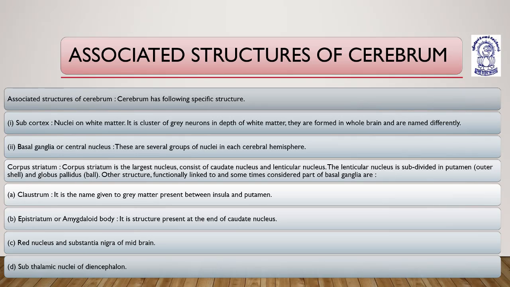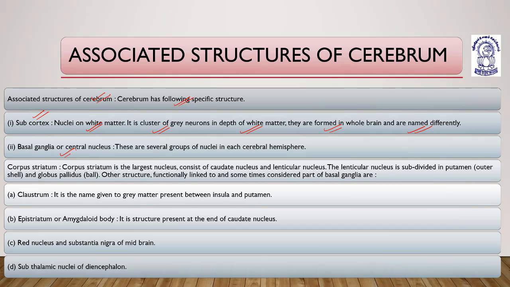Associated structures of the cerebrum have the following specific structures. Subcortex, the nuclei on white matter. It is a cluster of gray neurons in the depth of white matter. They are formed in the whole brain and are named differently. The subcortex is basically present beneath the layer of white matter.